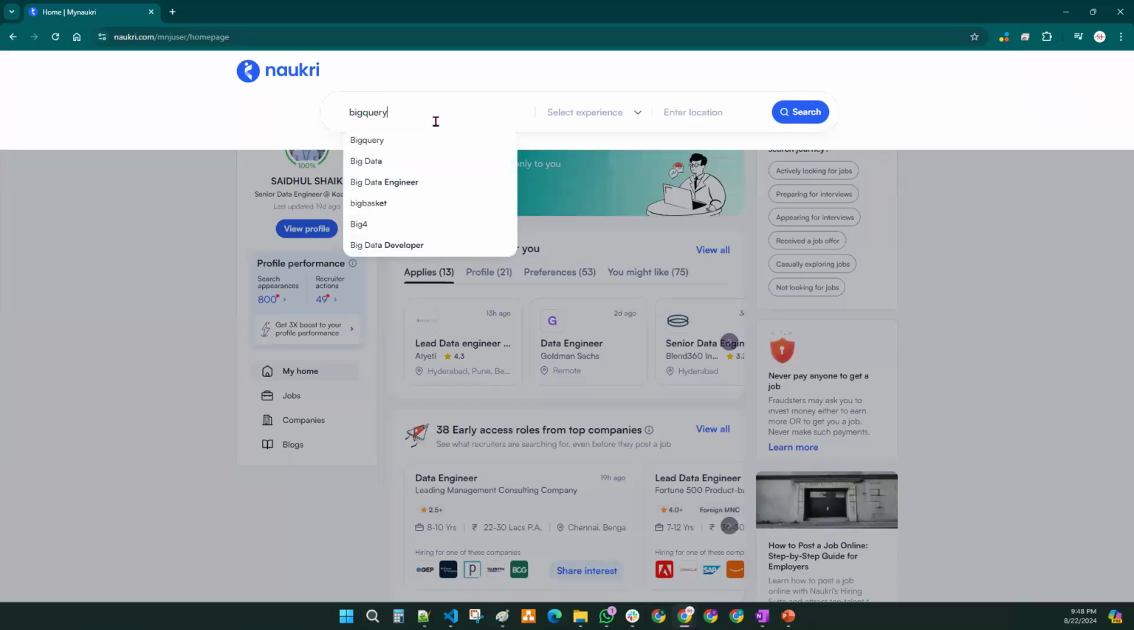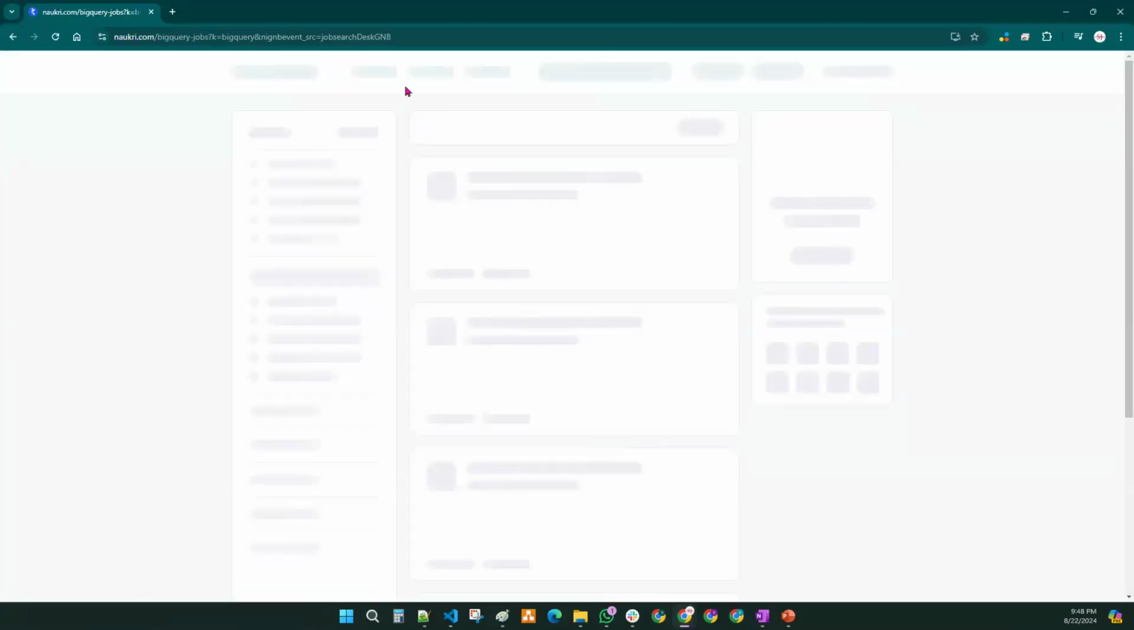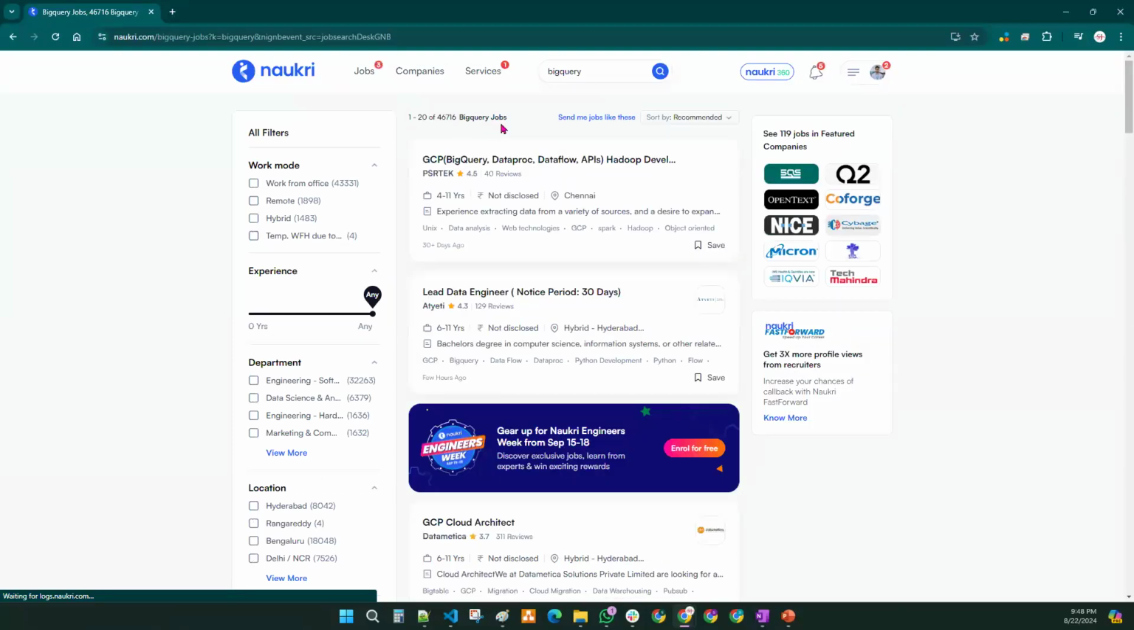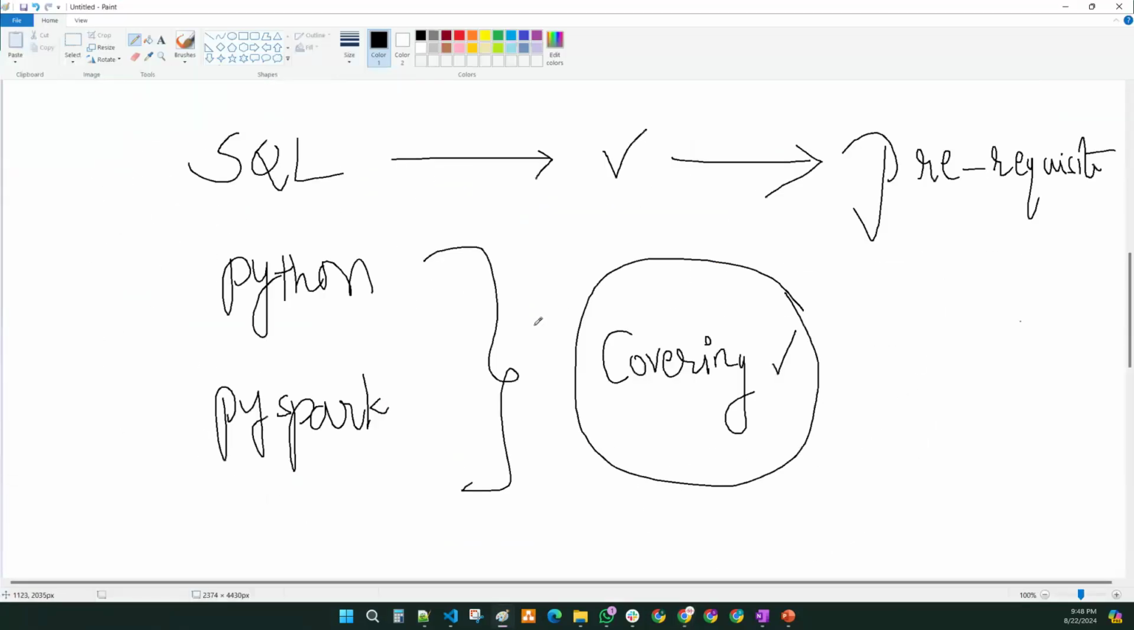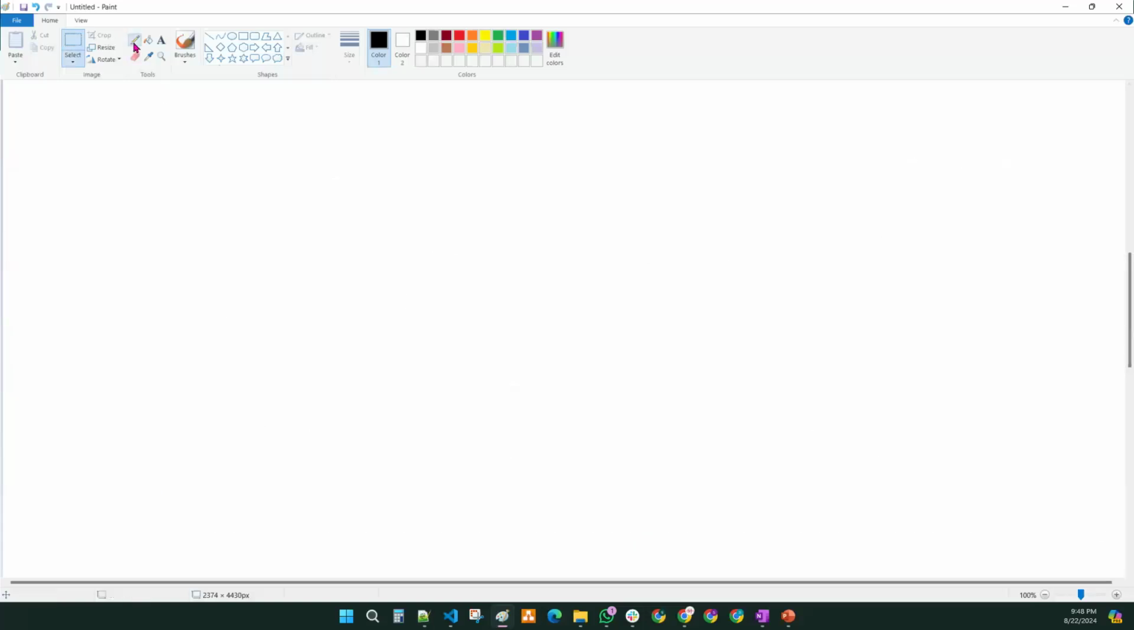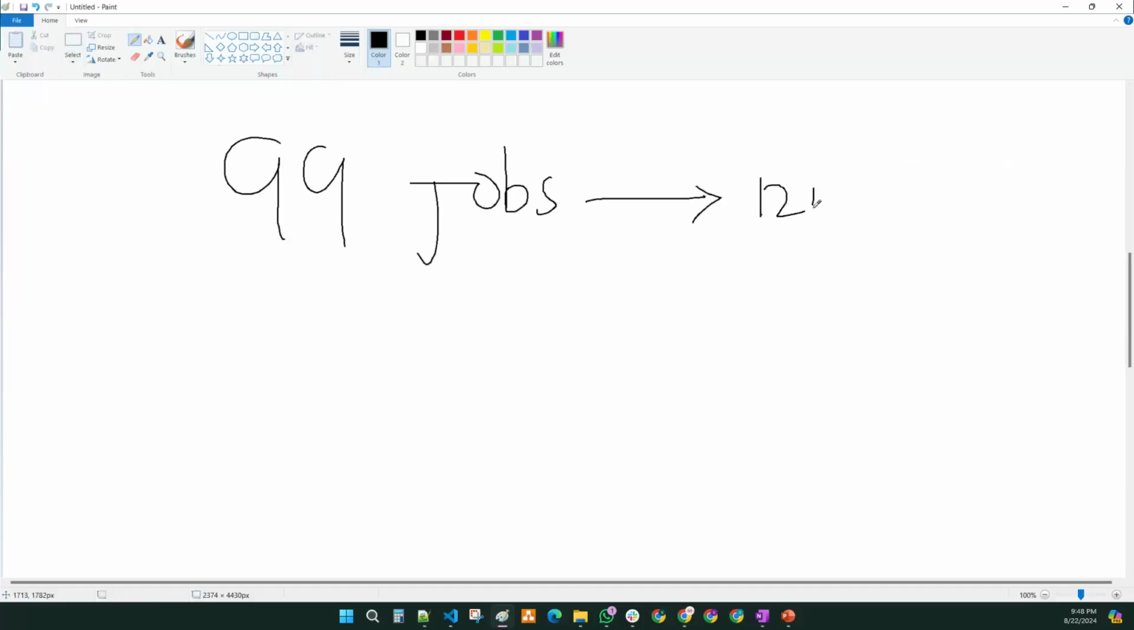See, BigQuery, you have plenty of openings. They will mention BigQuery. See here, BigQuery jobs. In Infosys, 99 jobs. See here, guys, that's huge. One of the guys just updated it: for BigQuery in Infosys only, 99 jobs. See, only 125 applicants.